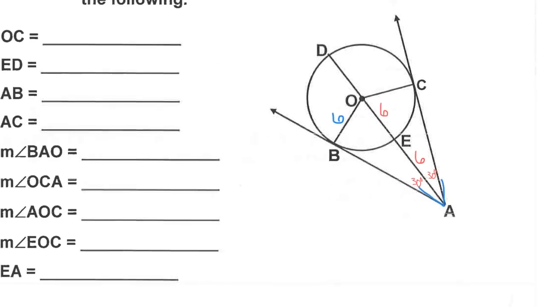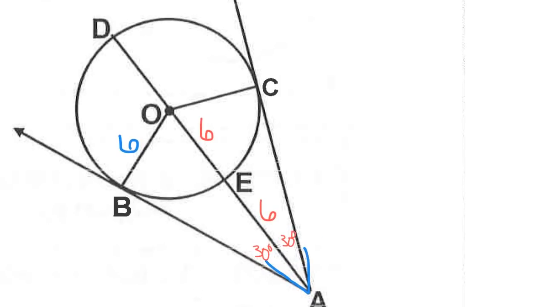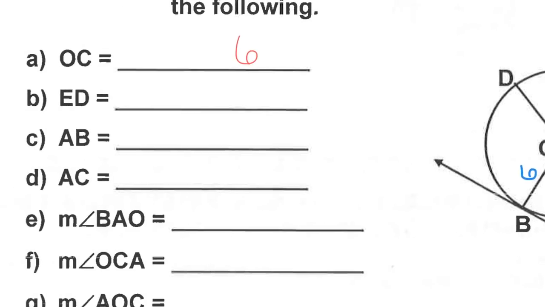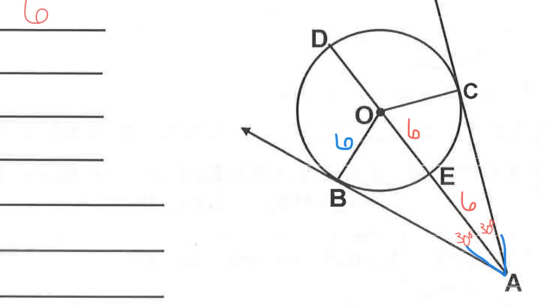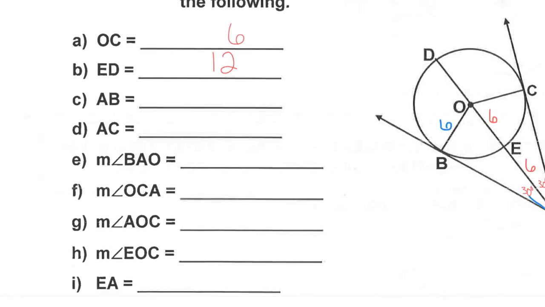Now, let's use that, and let's see if we can answer some questions. So first, it asks for O to C. Well, O to C is a radius. It's going to be 6. We don't even have to look at the next one very hard. E to D is the diameter. Well, the diameter is twice the radius, so I got 12.